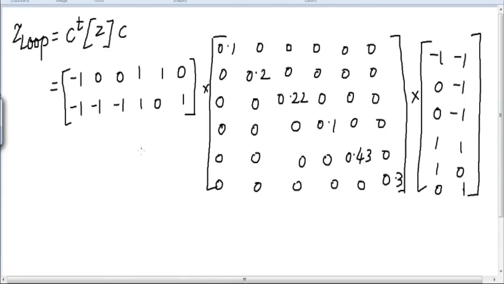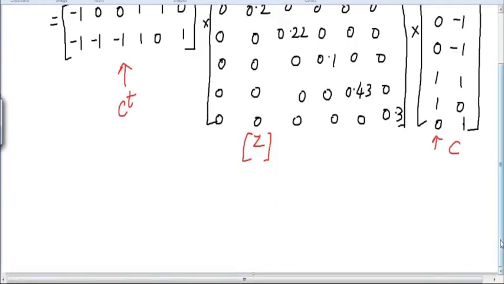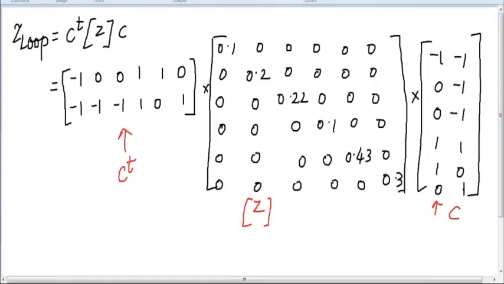So now see, I will write here. If you are not able to understand, please check it out. This is which matrix? This is the C transpose matrix. This is which matrix? This is the primitive impedance matrix. This is which matrix? This is the C matrix. So now your task starts. You all are familiar with how to multiply the matrices. So you will multiply the matrices. You all know the procedure how to multiply the matrices and write the result.